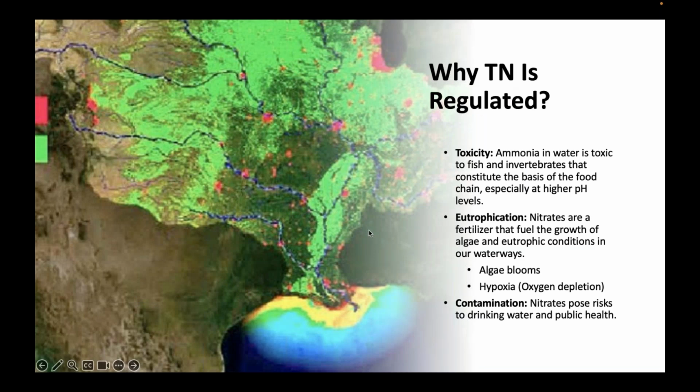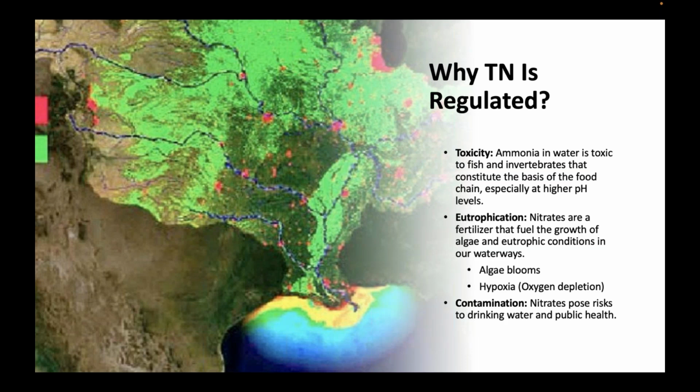So why is it regulated? Well, there are three main reasons that nitrogen and total nitrogen might be regulated. One is that ammonia in and of itself is toxic to fish and invertebrates that constitute the basis of the food chain within aquatic ecosystems. It'd be like us taking a cyanide pill; that's what ammonia is in the water to those species.